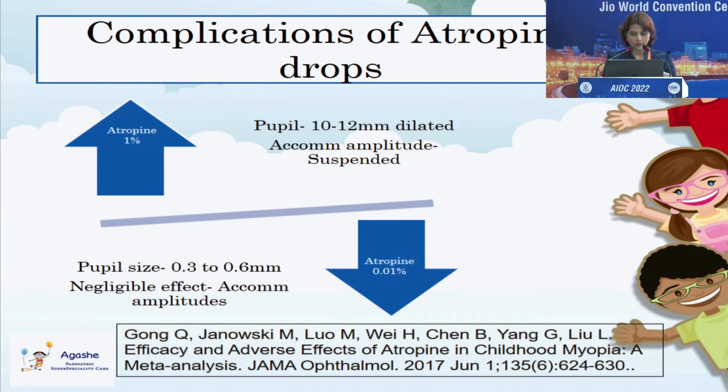However, this was a meta-analysis that was published in 2017, which actually analyzed almost 17 papers, which showed a very good result with atropine 0.01%, which we are using, with very minimal effects on the photopic and the mesopic pupil size, with an increase to just 0.3 to 0.6 millimeters, and very negligible effect on the accommodative amplitudes. So it was a very small percentage of kids who had any effect on their near vision in the group that were using the low dose atropine drops.